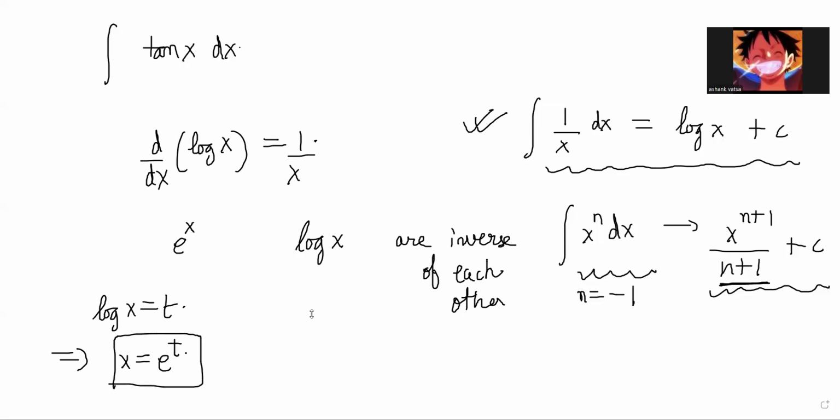Now the meaning of inverse of each other is that two functions are inverse of each other if, when you compose them together, f of g of x will give us x, or g of f of x will also give us x. That means the two functions are cancelling each other's effects. Do you understand what I mean?